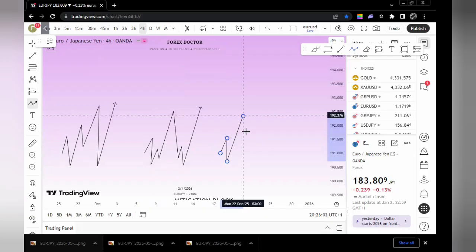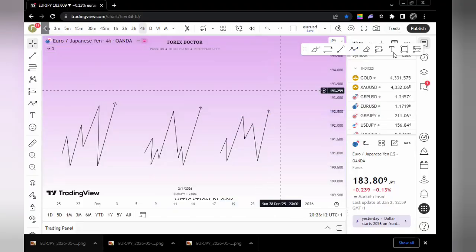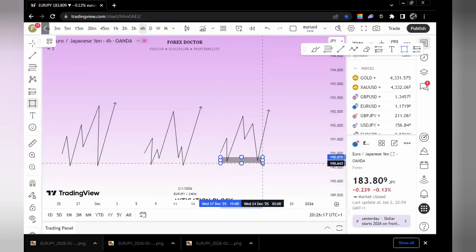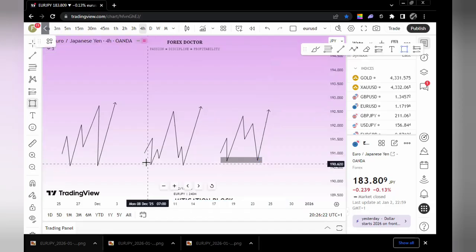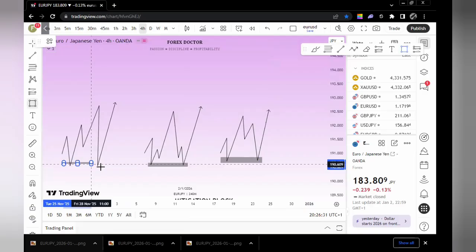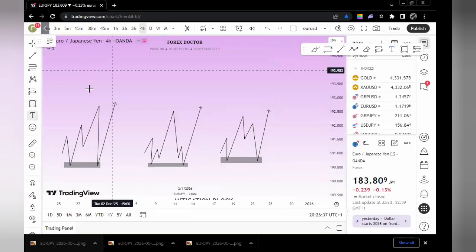Sometimes these patterns can be really good. So we have your type A, type B, and type C of advanced market structure.